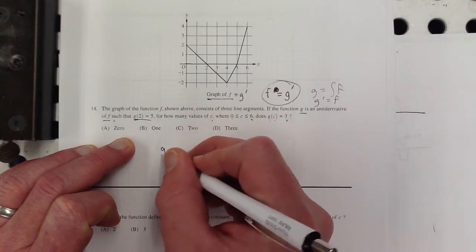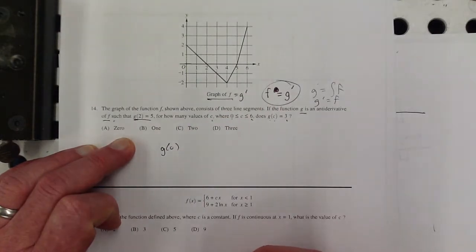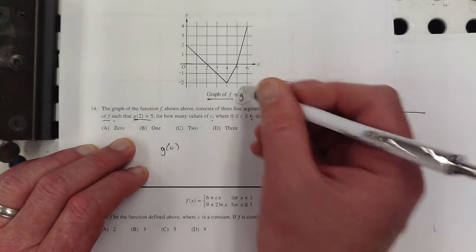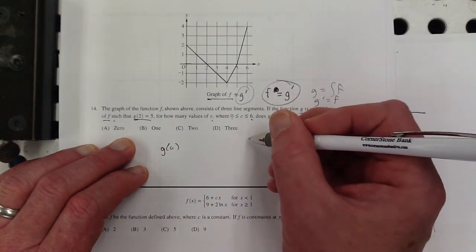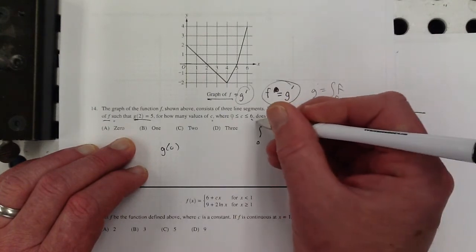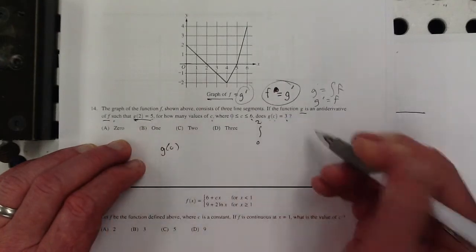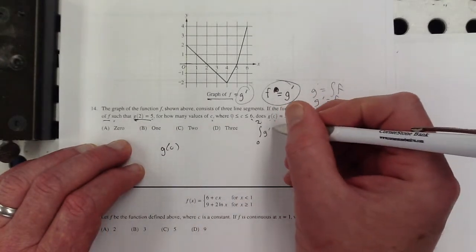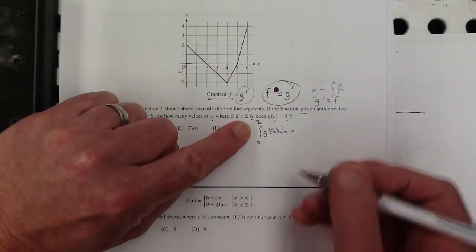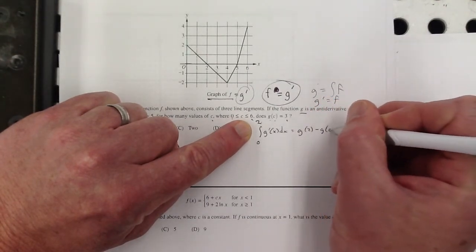I'm going to find what these endpoints are equal to. What's g of 0? To find g of 0, since this is what I know about here, I would have to do the integral from 0 to 2. Why am I choosing 2? Because that's the one I know about here, of g prime x dx would be equal to, by the fundamental theorem of calculus, g of 2 minus g of 0.